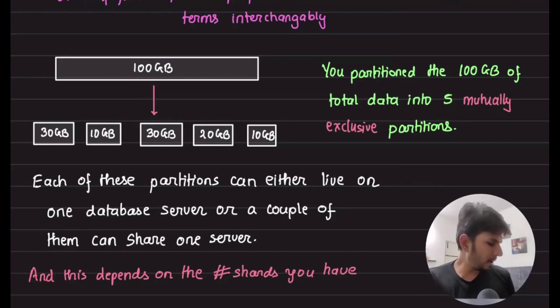Now let's say I have 100 GB of data, which I'm partitioning in 5 partitions. Right? Some strategy I applied and I want to partition it in 5 partitions. First partition is 30 GB, second partition is 10 GB, third partition is 30 GB, then 20 GB, then 10 GB. Now these are 5 mutually exclusive partitions of my 100 GB data.